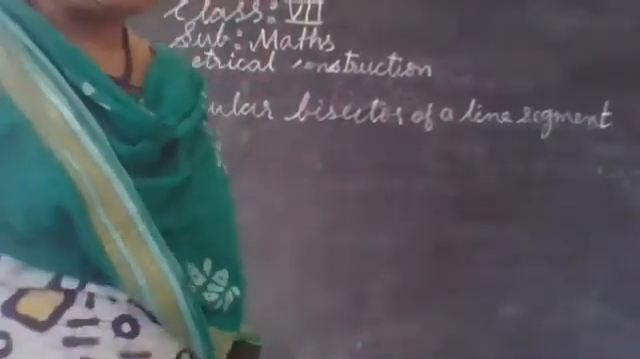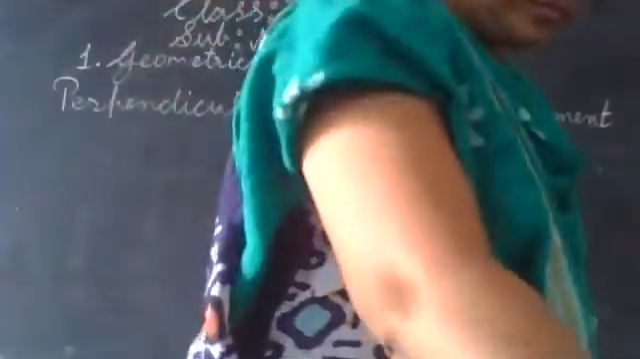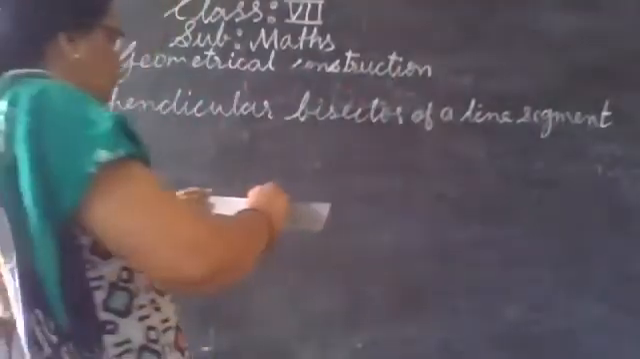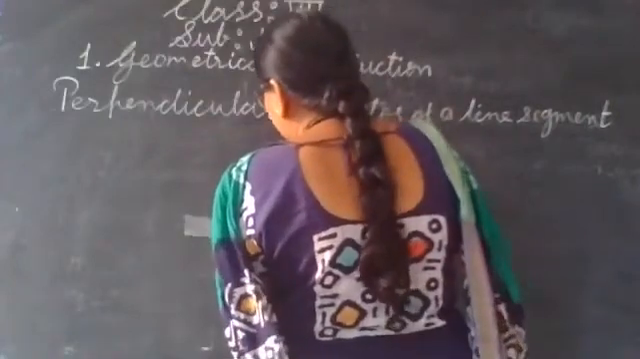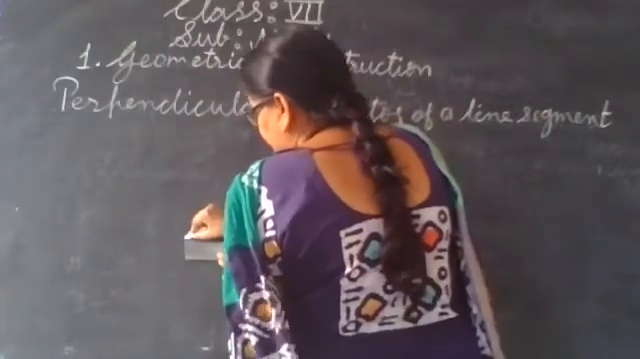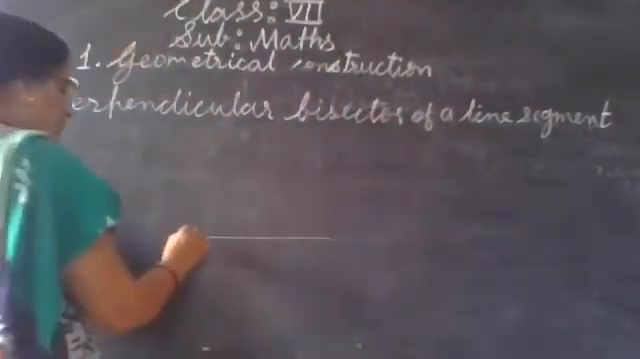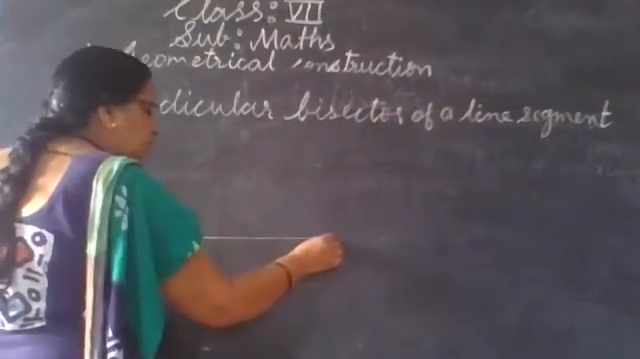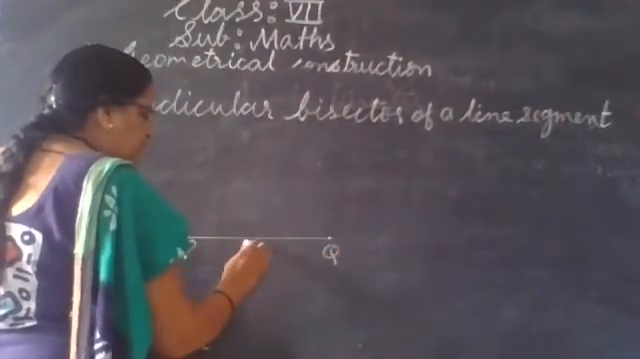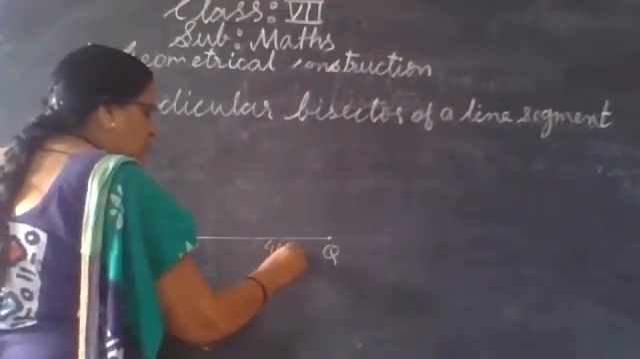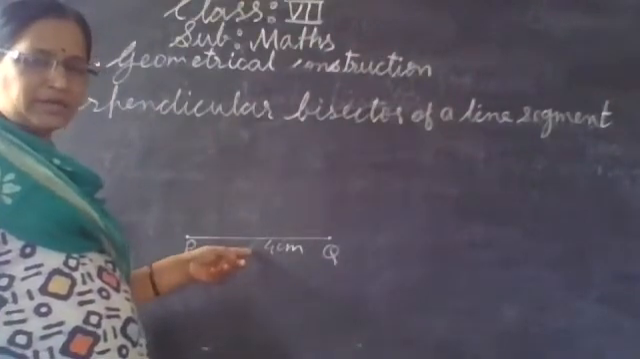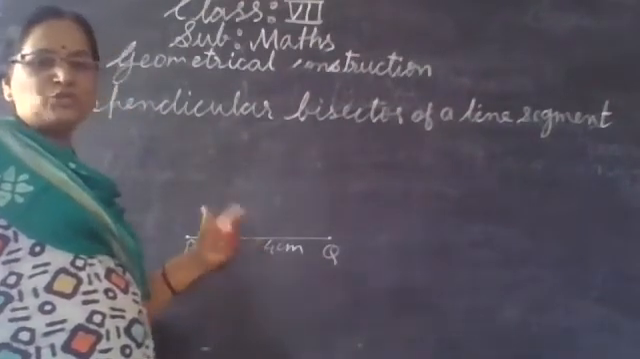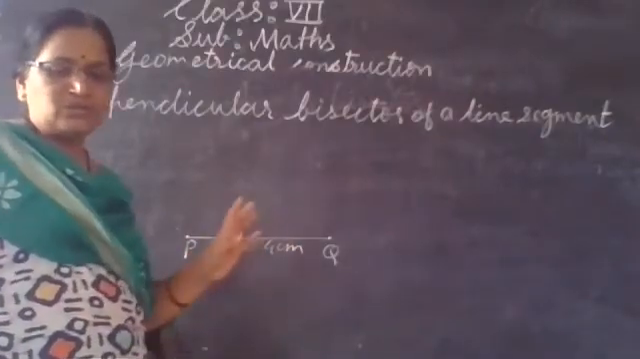For that, beta, draw a line. So measure the line segment. Suppose it is the line segment of 4 centimeter. So what is the measure of this? 4 centimeter. And you have to draw a perpendicular on it, and it bisects this PQ into two equal parts, that is 2 centimeter and 2 centimeter.